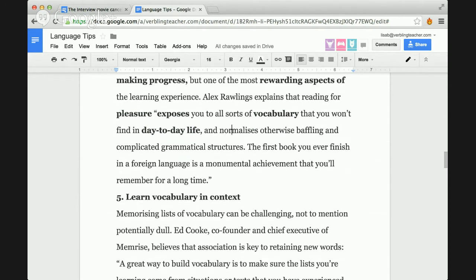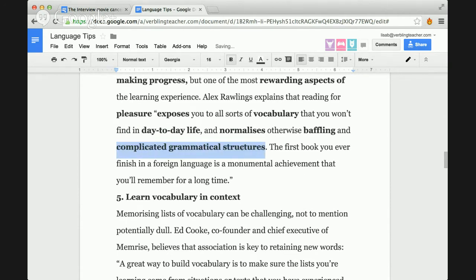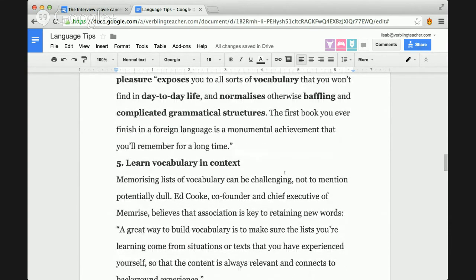And also normalize. So to make normal some baffling or confusing. Baffling means confusing, hard to understand, and complicated grammatical structures. So, for example, when we do the readings, this is why I'm pointing out some uses sometimes of phrasal verbs, the prepositions, the structures. You can actually see them when, instead of trying to hear them or try to speak them, you actually can see them. So it can help you understand the different grammatical structures better.